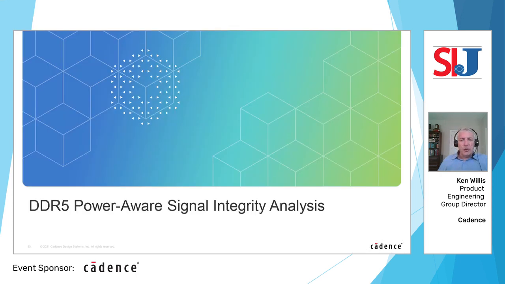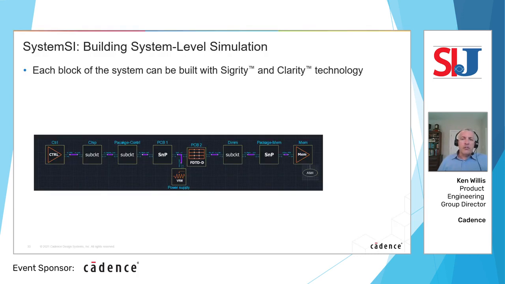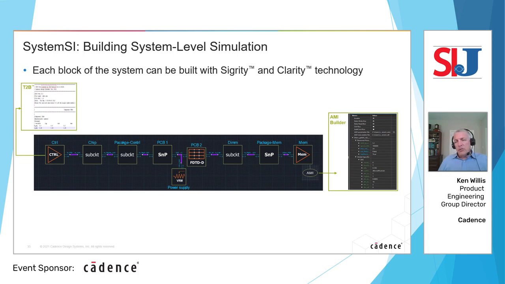The next section will talk about power-aware signal integrity analysis focused on a DDR5 interface. Sigrity and Clarity extraction tools can be used to populate the different blocks to make up the full system-level topology. T2B can be used to extract power-aware IBIS models from transistor-level I/O netlists. AMI Builder can be used to build the AMI models that are used for real-time adaptation of these high-speed signals. Excite PI can be used to extract the chip-level signal and power parasitics.